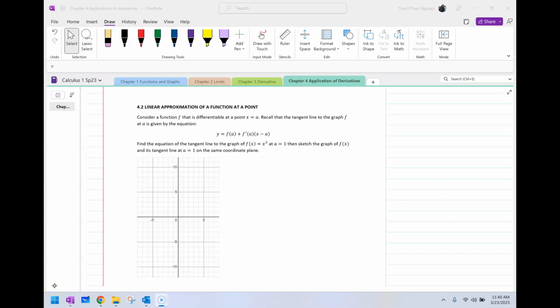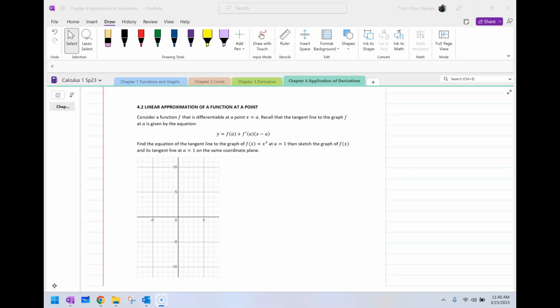Let's talk about application of tangent line. Well, we can use the tangent line to approximate a function at a point and see how that works. Consider the function f that is differentiable at a point x equals a. Recall that the tangent line to the graph of f at a is given by the equation y equals f of a plus f prime of a times x minus a.